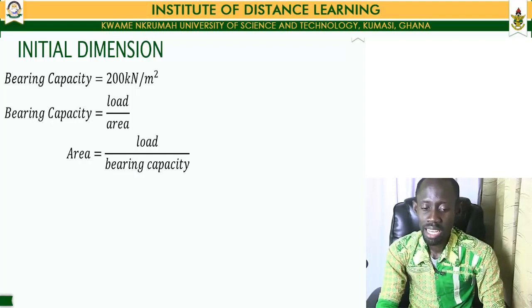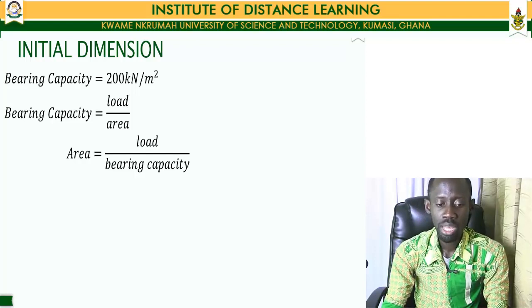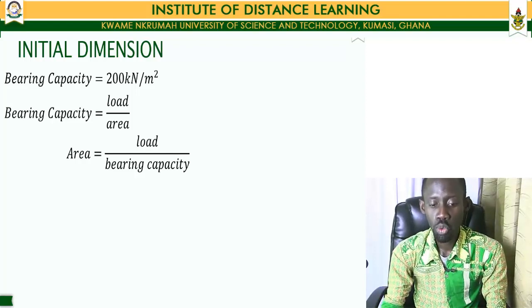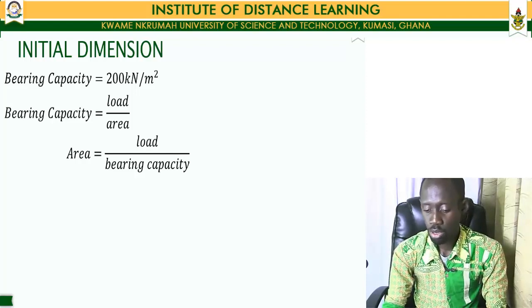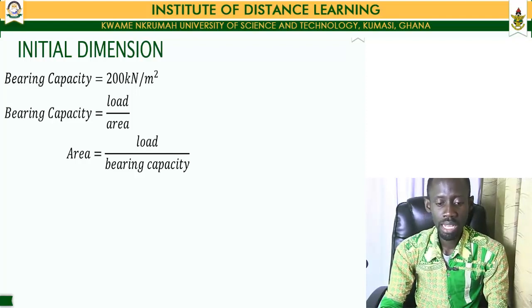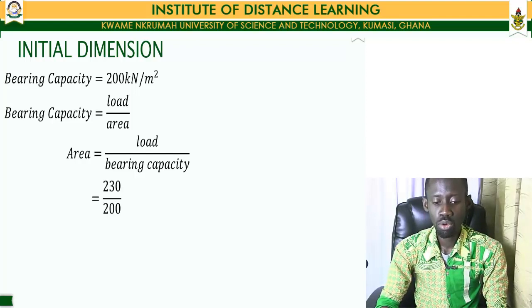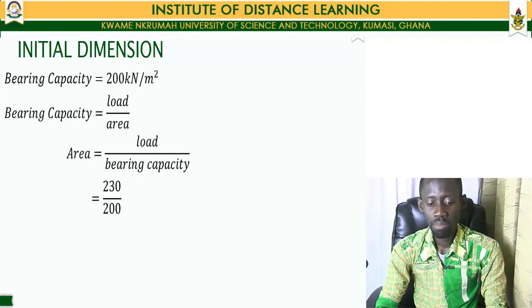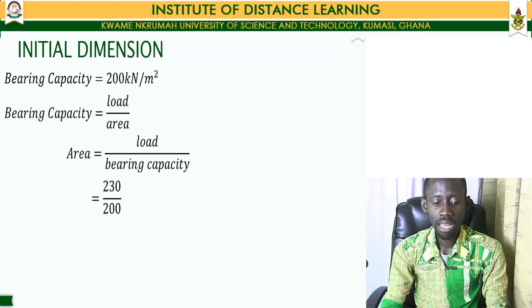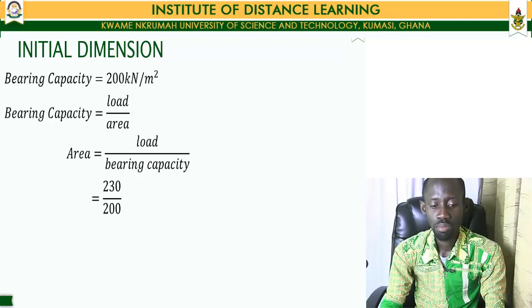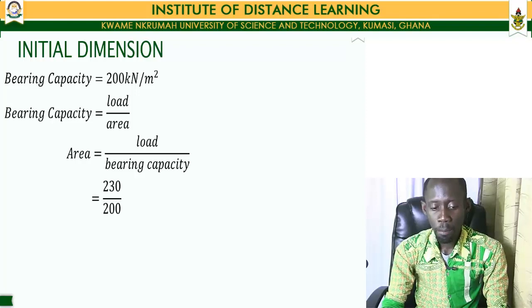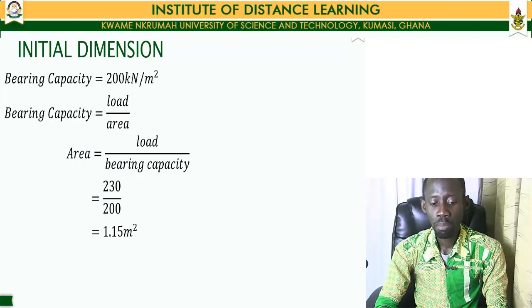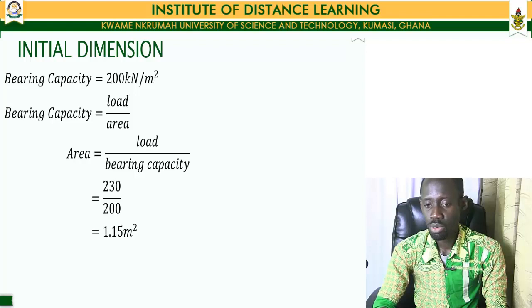Now, with this formula, we can determine the equivalent area that we can give to our pad such that the load being transferred onto the soil doesn't exceed the maximum bearing capacity of our soil. If we consider our service load being equal to 230 and our bearing capacity being equal to 200, meaning that for our bearing load not to exceed the 200 kilonewtons per millimeter squared, the minimum area that we can give to our pad foundation is equal to 1.5 millimeters squared.